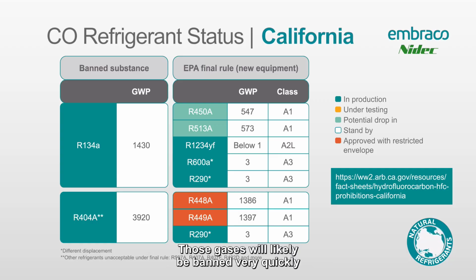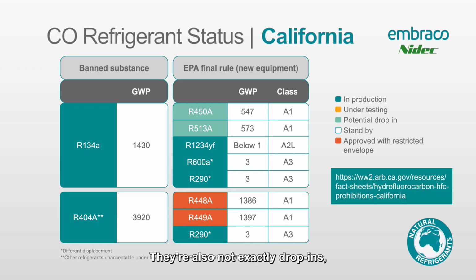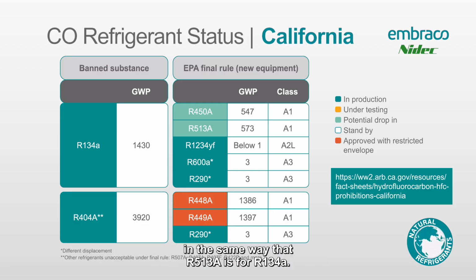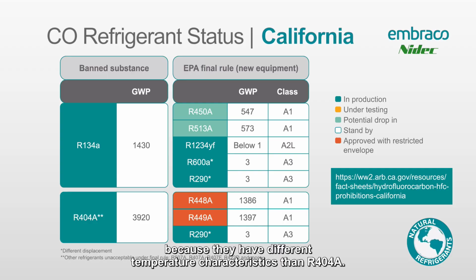Those gases will likely be banned very quickly by states like California and Washington. They're also not exactly drop-ins in the same way that 513A is for 134A. Those have restricted envelopes because they have different temperature characteristics than 404A.